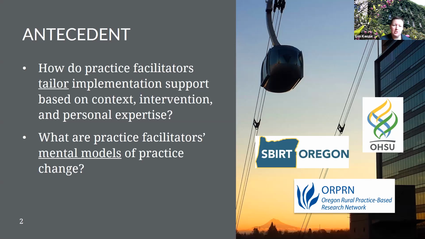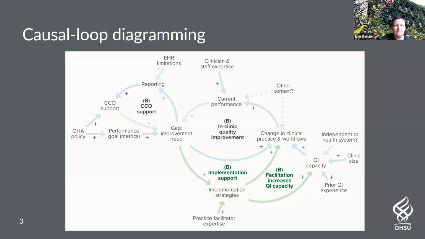And one question we're asking in order to understand that tailoring component is, what are the practice facilitators' mental models of practice change? And by mental models here, I mean a set of beliefs and assumptions about how something works. So the method from system science that we're using is called causal loop diagramming, and it's an approach that illustrates causal relationships or hypothesized causal relationships between variables in a system. The main goal with this approach is to identify the relationships and feedback loops that generate the outcomes that we observe.